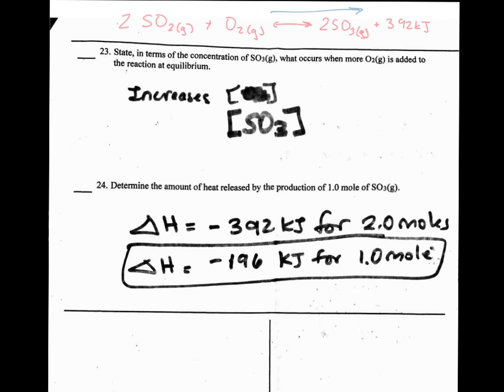Number 24, determine the amount of heat released by the production of 1 mole of SO3. So based on this answer, here, because we're releasing it, it's a product energy, so it has to be a negative value. So delta H is negative 392 for 2 moles of SO3. You need 1 mole, so therefore you have to halve it to get negative 196 kilojoules.